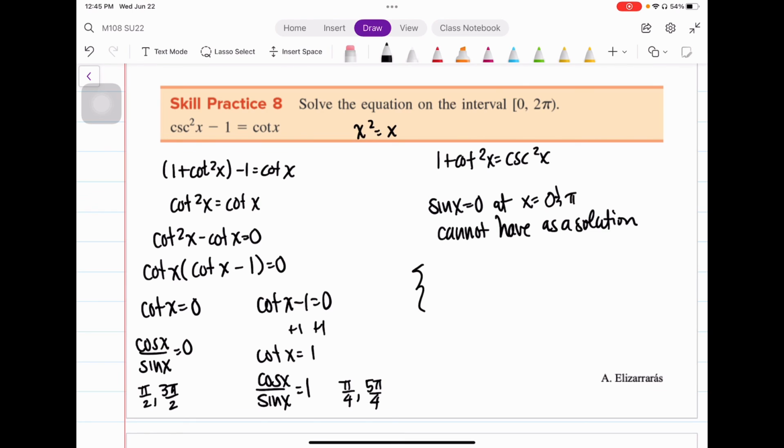Our solution set is then each of these numbers because none of them are 0 or pi. Pi over 4, pi over 2, 5 pi over 4, 3 pi over 2.